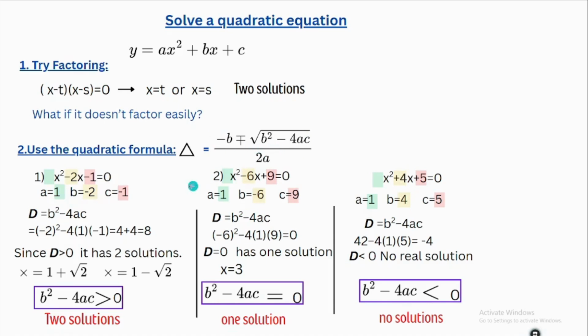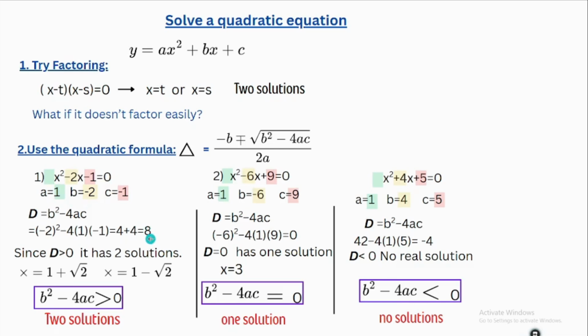How do we use the discriminant? This is our equation. The coefficient of x squared is 1, so a equals 1. B is the coefficient of x, it's negative 2. C is the constant term, it's negative 1. And we plug these into the discriminant. We will have a number. This number shows us a lot.